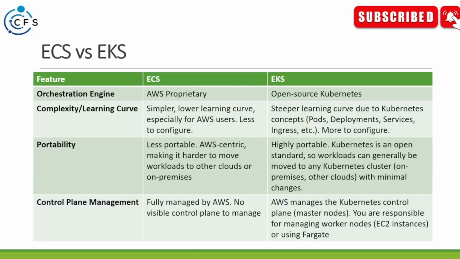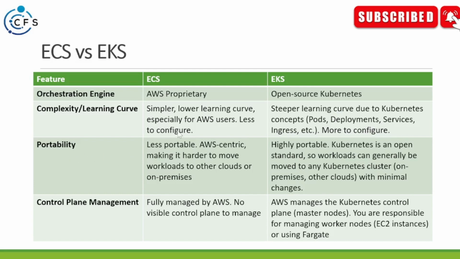If I go to next, what are the other differences between ECS and EKS? One is, as I already mentioned, the orchestration engine. This is AWS proprietary, this is open source Kubernetes. Complexity and learning curve: as I already said, ECS is simple, with a lower learning curve, especially for AWS users, and less to configure. EKS has a steeper learning curve due to Kubernetes concepts like pods, deployments, services. So these have more configurations, and the learning curve is higher for EKS.